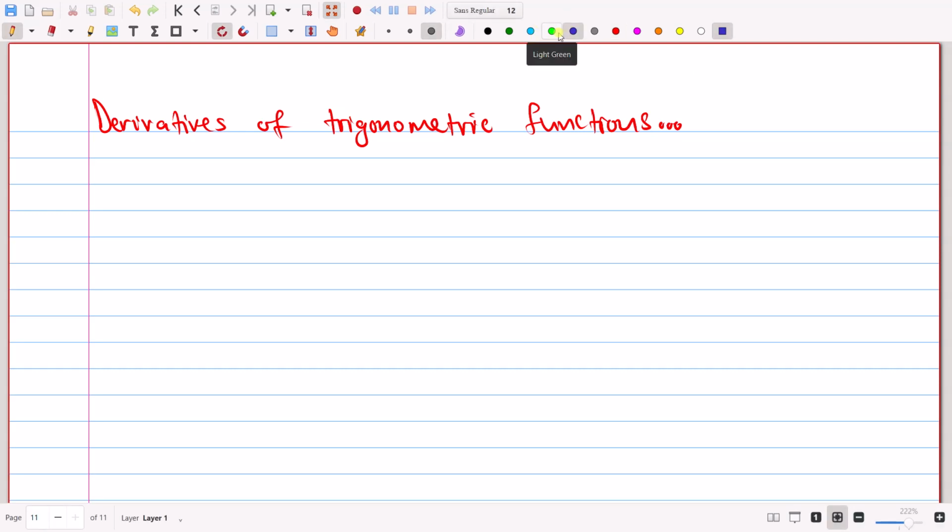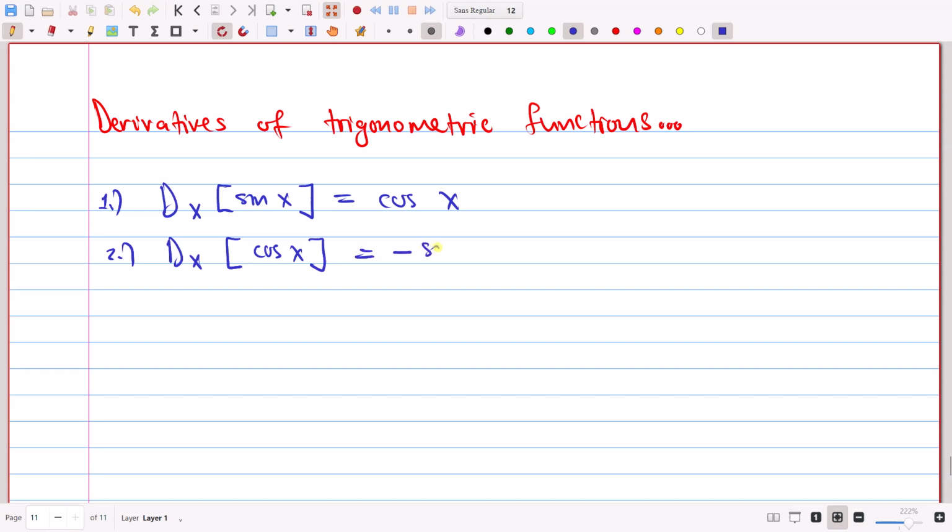In order to deal with the differentiation of trigonometric functions, there are certain results that we have to know. The first one: the derivative of sine x is just equal to cos x. This can be obtained by using first principles. Also, the derivative of cos x from first principles can be obtained to be minus sine of x.